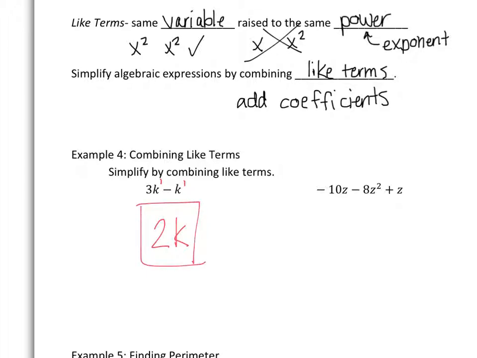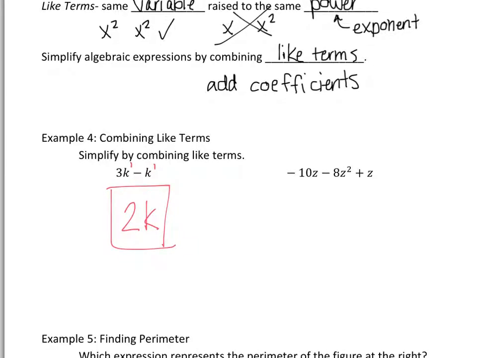Okay, the next one, which terms are like? All of them? No. Well, just -10z and z. Just the first term and the second term. All right, so if we combine those, what do we get? -9z and -8z². -9z from the -10 and the positive 1. And then for our -8z squared, it's by itself. Where does it go? Does it go in front or behind?